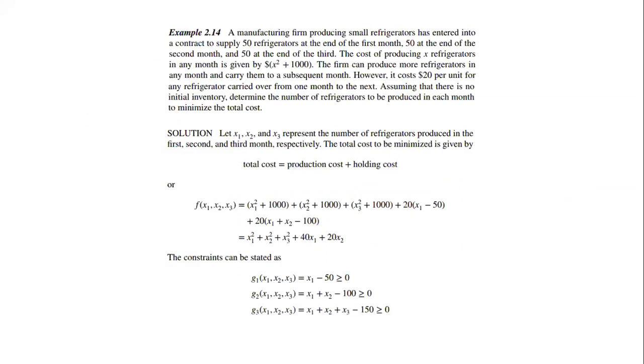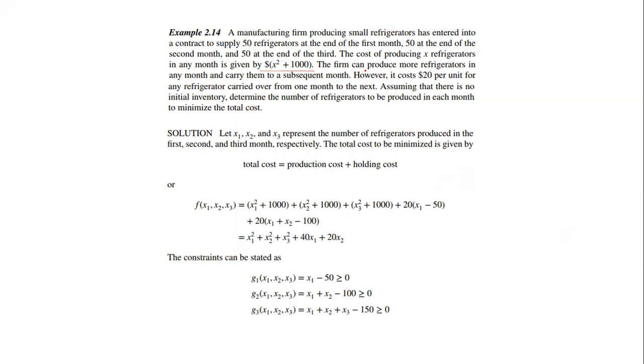So this is one of the simplest problems with our Kuhn-Tucker condition. It says that a manufacturing firm producing small refrigerators has entered into a contract to supply 50 refrigerators at the end of the first month, 50 at the end of the second, 50 at the end of the third, and the cost of X units is this.